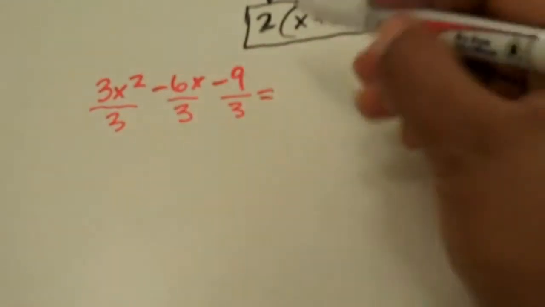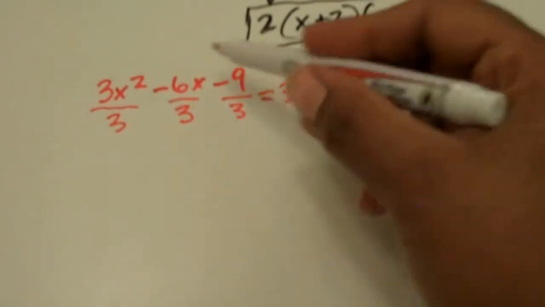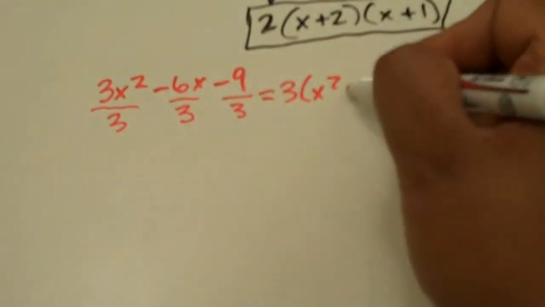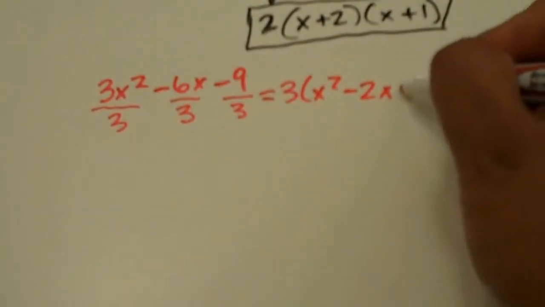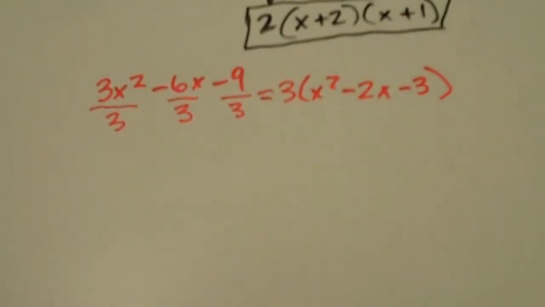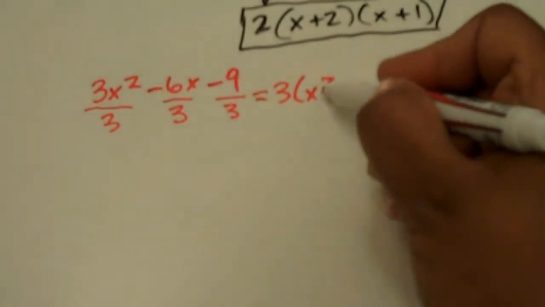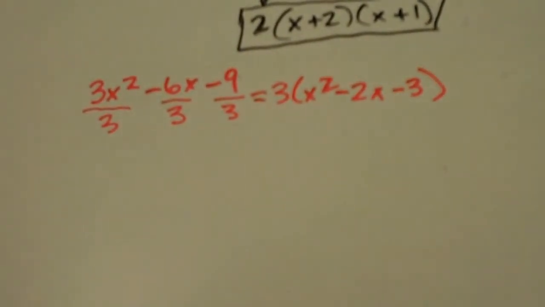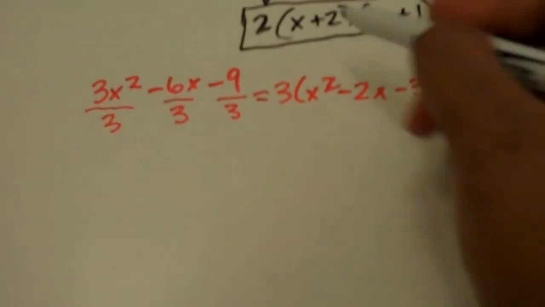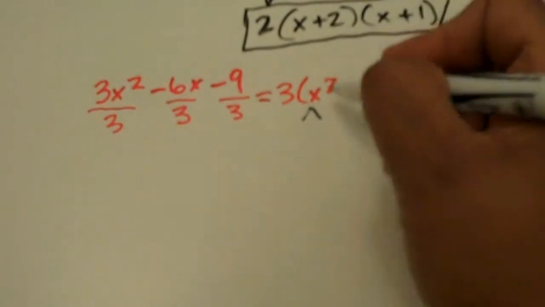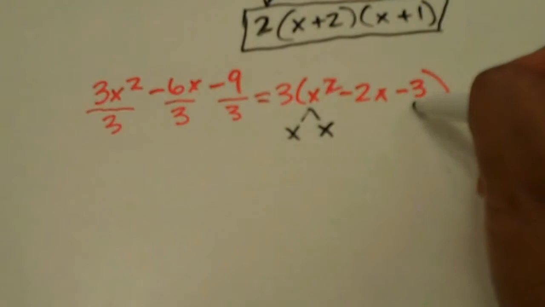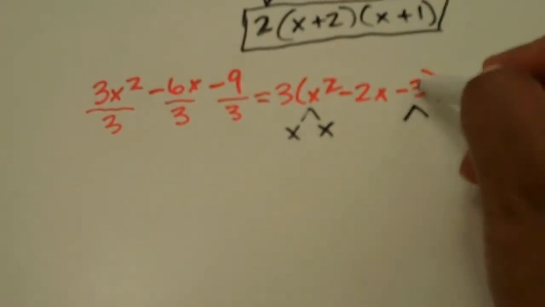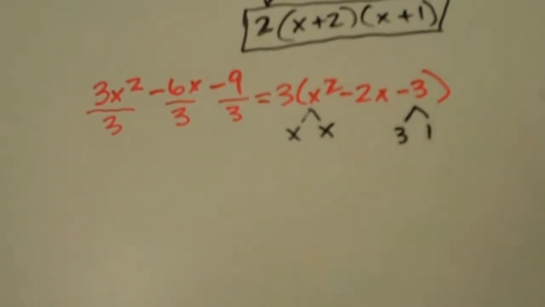So 3x squared divided by 3 is equal to x squared. Negative 6x divided by 3 is equal to negative 2x. Negative 9 divided by 3 is equal to negative 3. So let me make my squared look more like a squared. Now we want to look at the back term and the front term. So we have x squared. The only thing we can multiply to get x squared would be x and x. And we look at the back term, which is a prime again. The only thing we can multiply to get 3 would be 3 and 1.